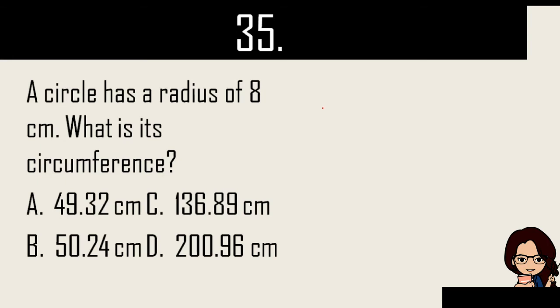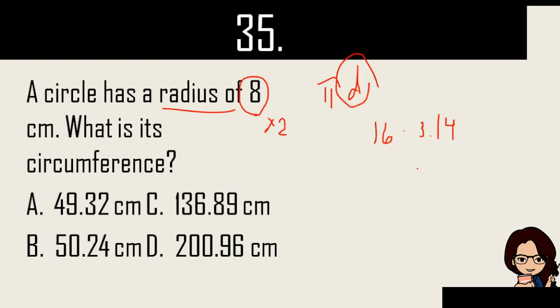Ang kailangan nyo tandaan is, when it comes to circumference or yung equivalent ng perimeter ng circle, ang formula is pi times the diameter. Ngayon, radius yung binigay. Okay? Ang radius times 2, yun ang diameter. So, ang una-una yung gagawin would be to multiply 8 by 2. Okay? So that is 16. And then yung 16 na yun ang i-multiply mo sa 3.14, which is yung pi.